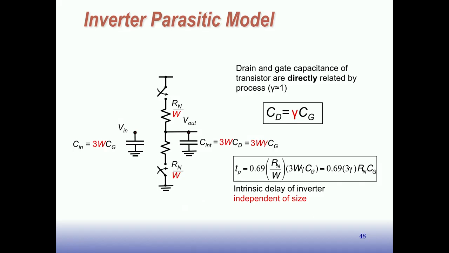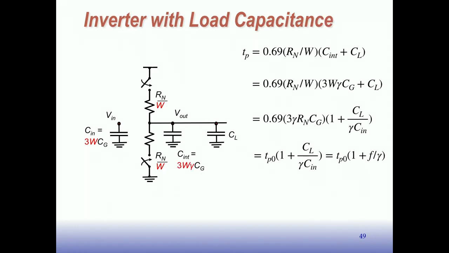Now, we're going to move on to the next step. We're going to consider the effect of adding an output capacitance here. All right, so here it is with a load capacitance. I've just augmented that last picture. I added a load capacitance here. And here's the formula: 0.69 times the R over W times the C internal plus the C load. Now we have to charge and discharge not just the internal capacitance, but the load capacitance as well. So this represents everything that this thing is connected to.